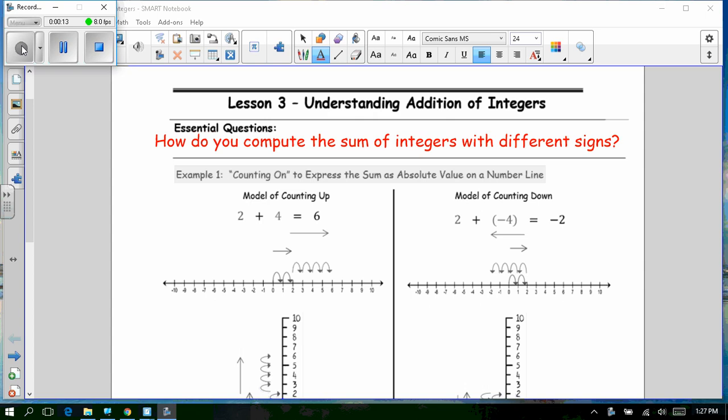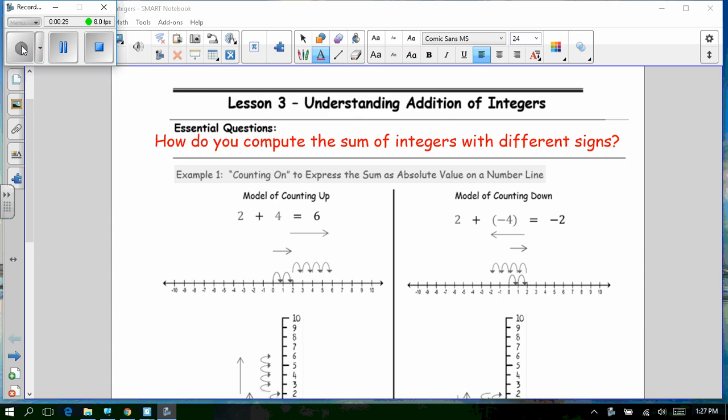Last lesson we talked about using a number line. This time we're going to look at different ways to add those, maybe a little more efficient ways to add those. So the essential question: how do you compute the sum of integers with different signs? What if I have signs that go in different directions?